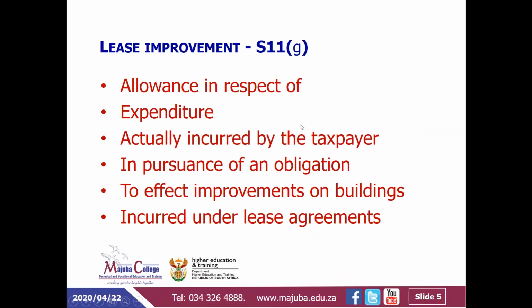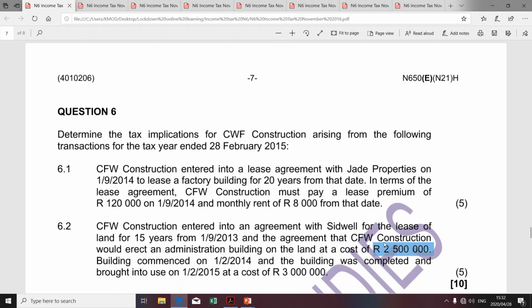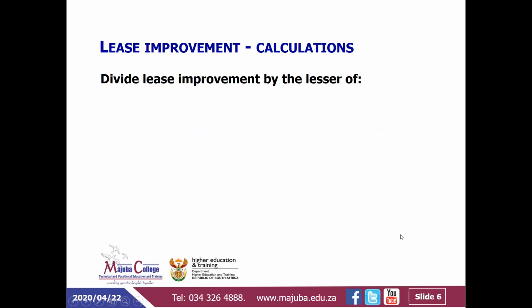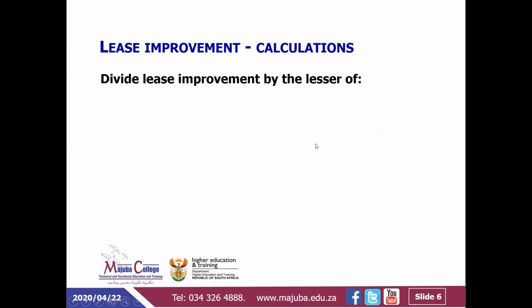So moving along swiftly, the next thing I'd like to do is the calculations. Okay, let's go to the calculation slide to save time. Before we even do the calculations, I'd like to bring to your attention the fact that we're going to take that amount, as I've already explained, the lease improvement, and we're going to divide it by the lesser of the following. Remember, this is the principle that is embedded in section 11G. So we're going to divide the lease improvement by the lesser of.